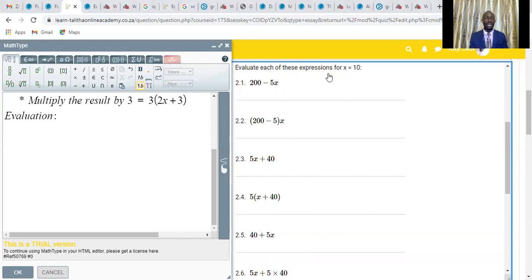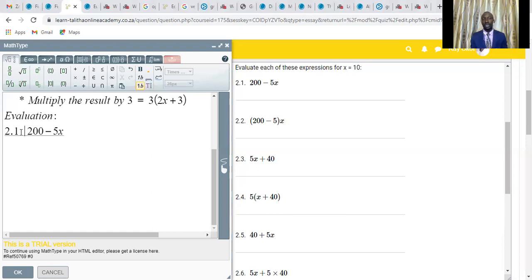So how do you evaluate this? Well, let's say the first question is 2.1. What we have been given is 200 minus 5x. So 200 minus 5x is what we have been given.